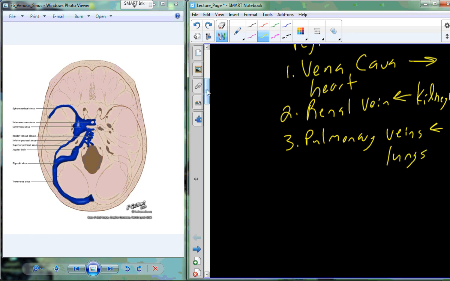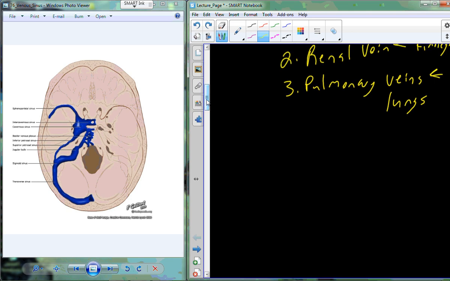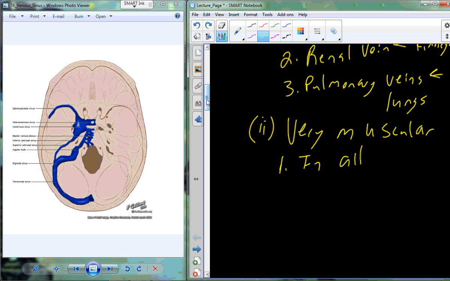Pulmonary veins, you could look at it as bringing blood back to the heart or away from the lungs. Since I mentioned that, just let me write that down too. Okay, these are very muscular. And in fact, when you take a look at the histology of these large veins, you find muscle in all three layers, all three tunicae.